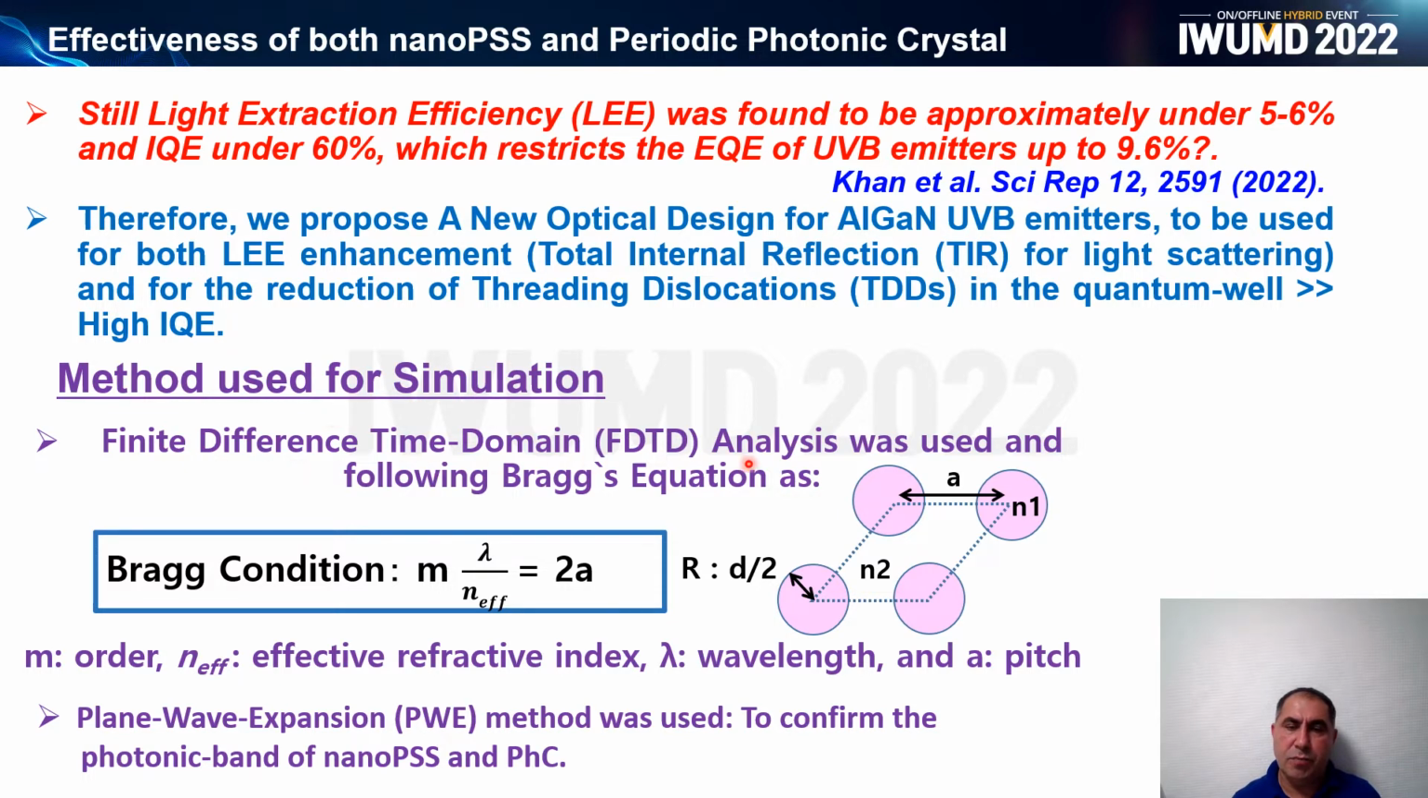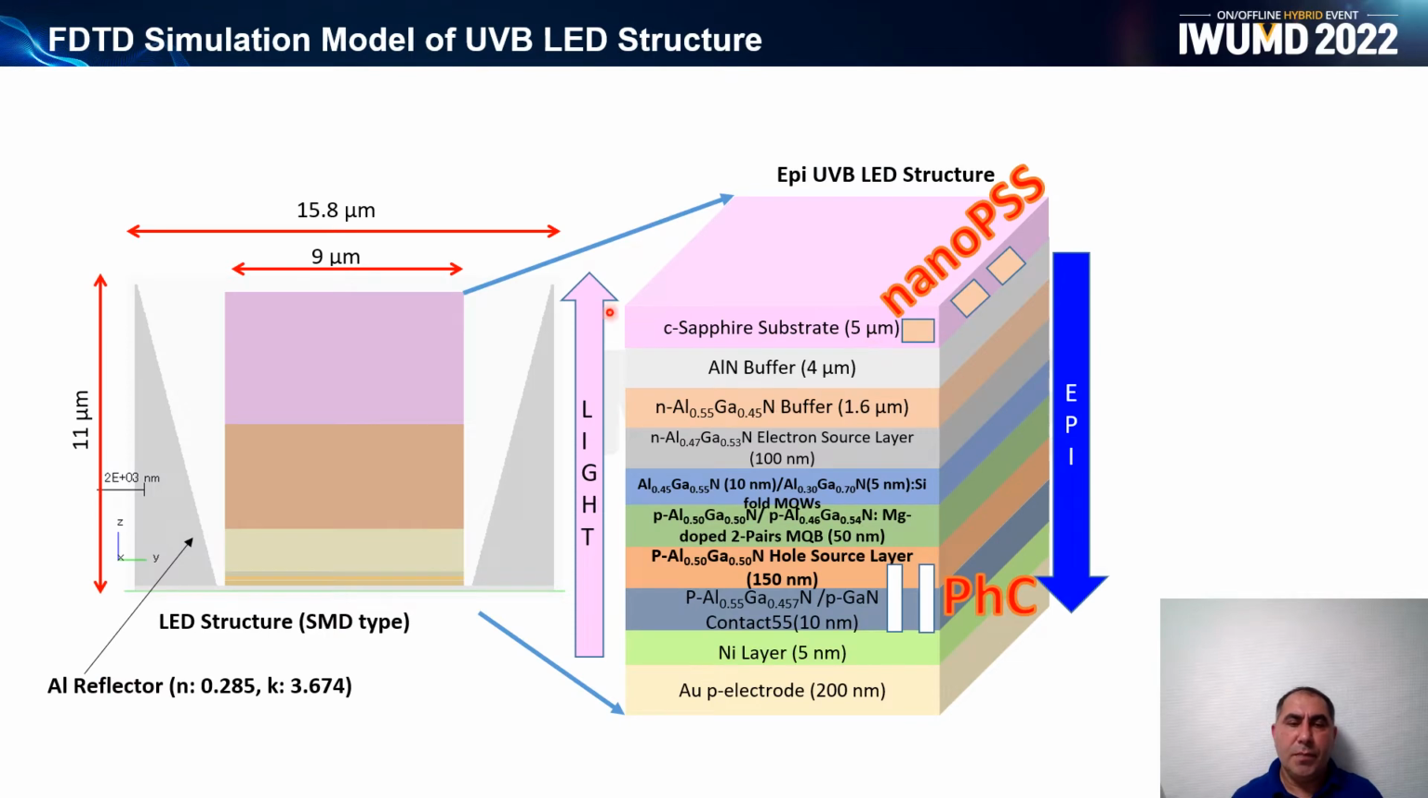Finite difference time domain method was used by following the Bragg condition as shown here. And here is the nanoPSS architectures in these figures. And plane wave expansion method was used to confirm photonic bands of the nanoPSS and photonic crystals. Here is the FDTD simulation model of UVB LED, and here is the typical UVB LED structures. Here's the AP direction, and here's the light directions. So the other parameter is shown here.